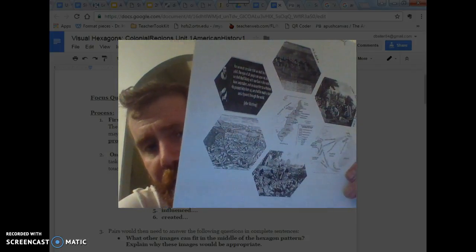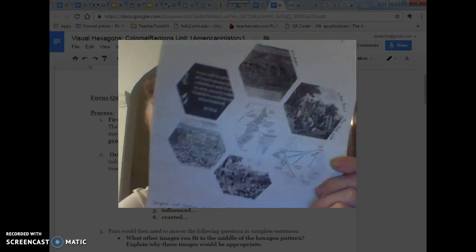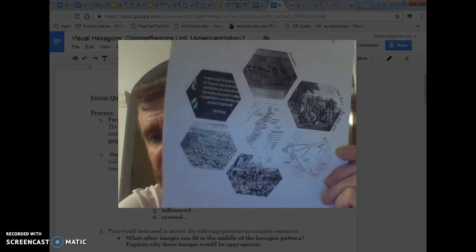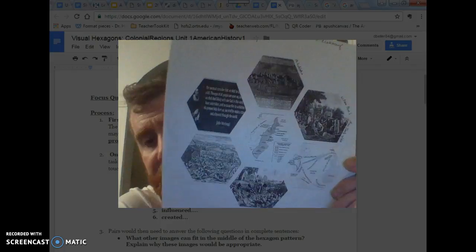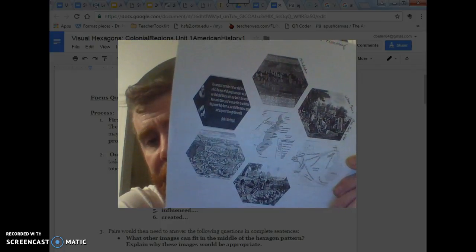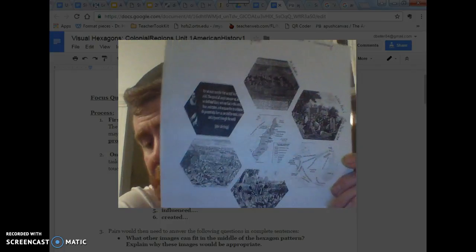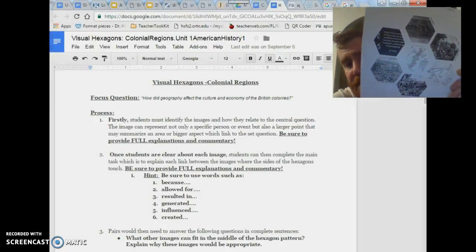All right. As you can see, it varies as far as what is depicted in this hexagon, and it can mean a number of things. So let's look at the instructions.